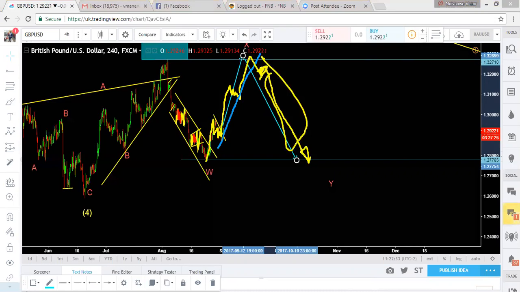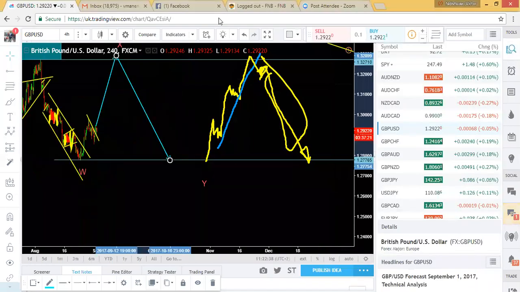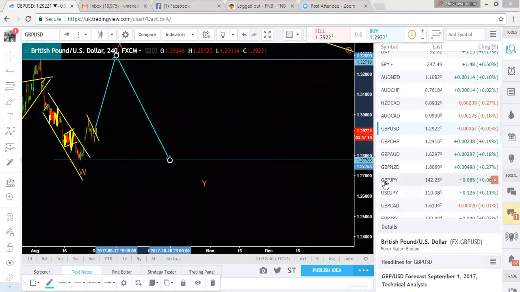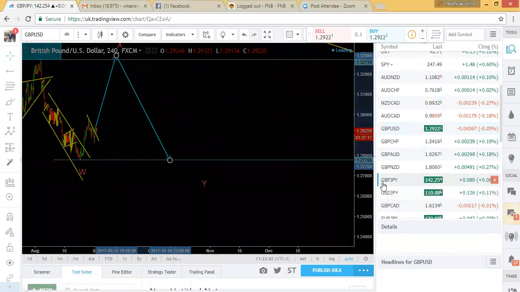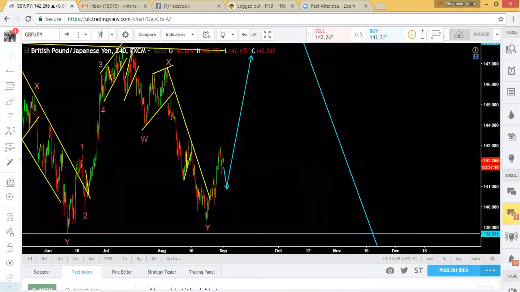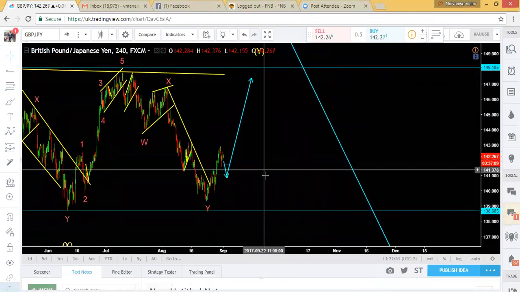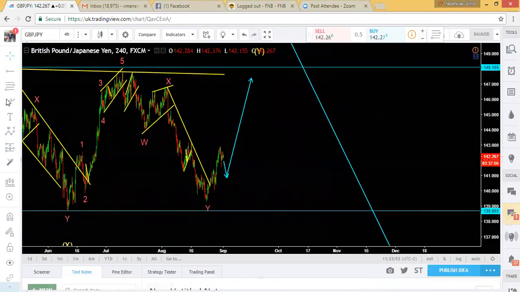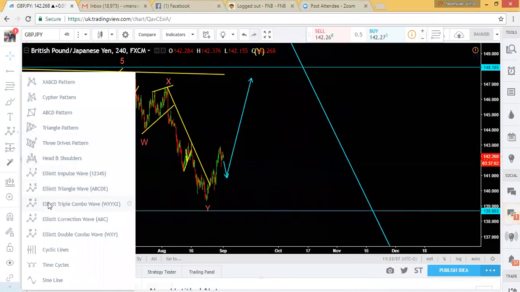Okay, so that's pound US dollar. Last one. Last one is pound JPY. This one I won't go into detail. I'll just show you the pattern that we're looking at here. We've got a bet pattern that is already playing out and conforms to all the fib rules. Let's just draw it quickly.